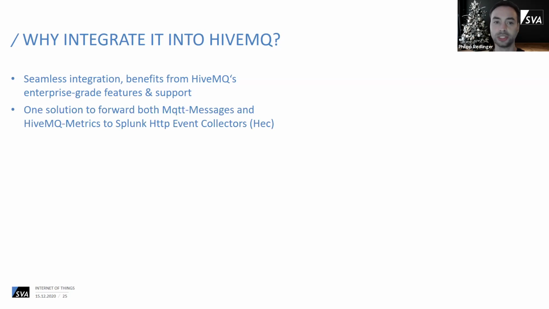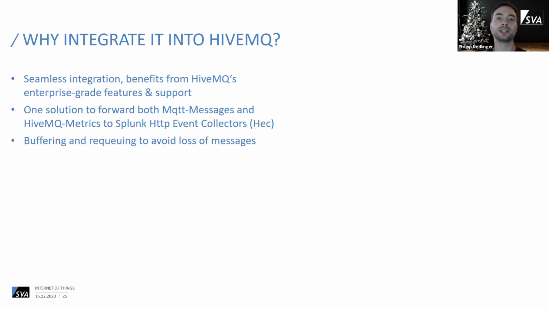And you can have one solution that is capable of forwarding MQTT traffic as well as HiveMQ metrics, so the operational stats of your HiveMQ cluster itself, to the Splunk HTTP event collector. The HTTP event collector is the native interface for Splunk where it can receive traffic. And there's a possibility of buffering and requeuing messages. So in case there's a network outage or your Splunk cluster has issues, you can just requeue messages within HiveMQ and send them later on when your cluster is up again. Or also you can determine another endpoint to send them to.